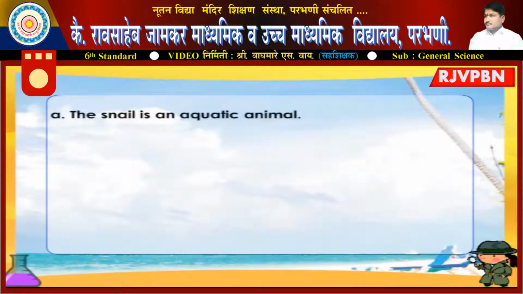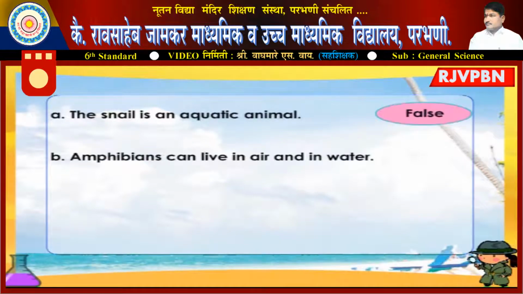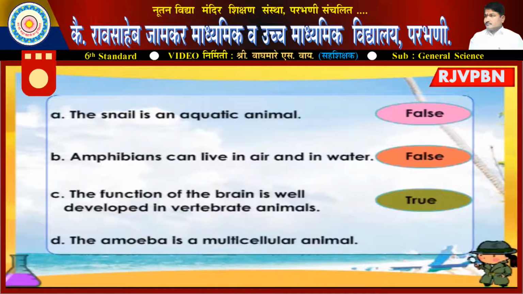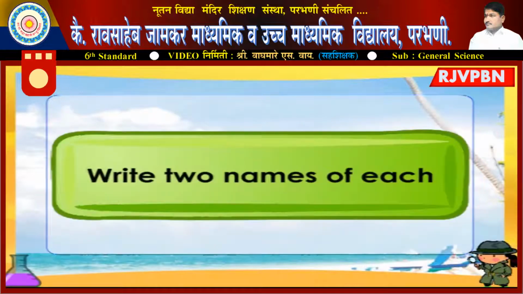True or false? The snail is an aquatic animal. False. Amphibians can live in air and in water. False. The function of the brain is well developed in vertebrate animals. True. The amoeba is a multicellular animal. False.